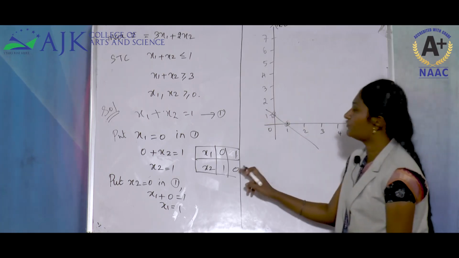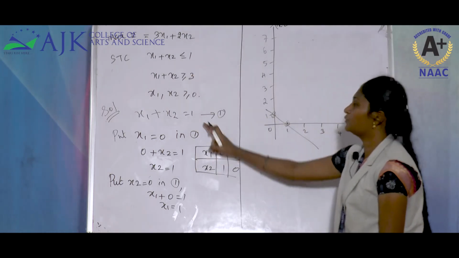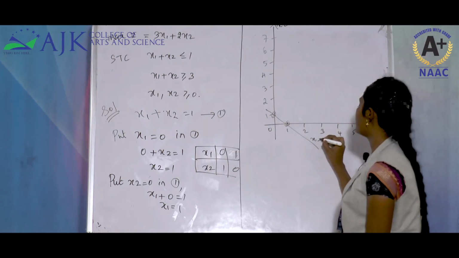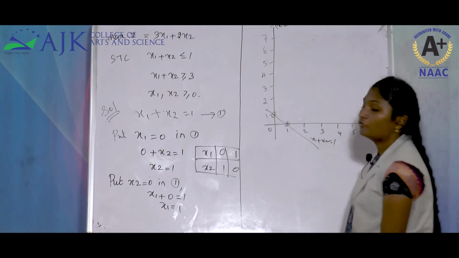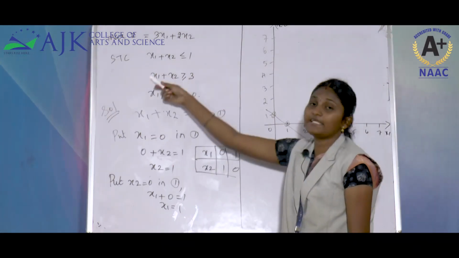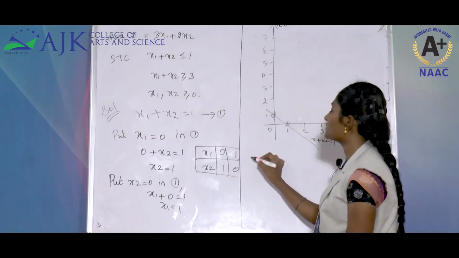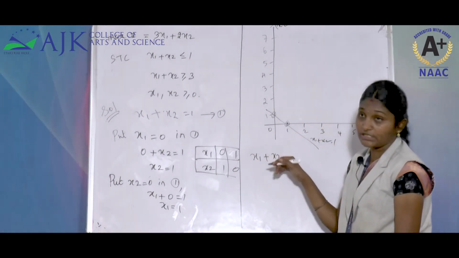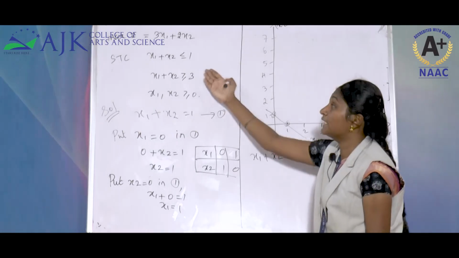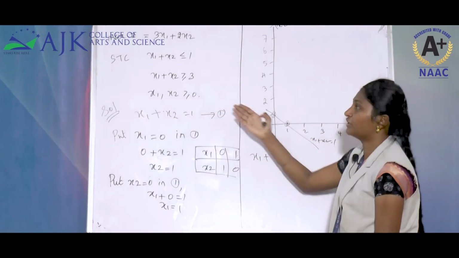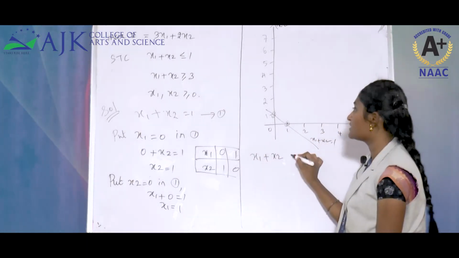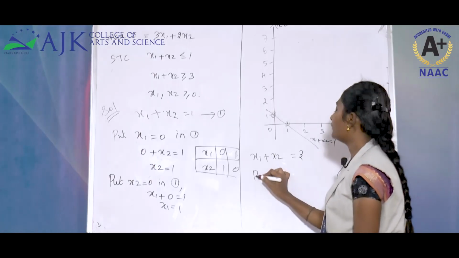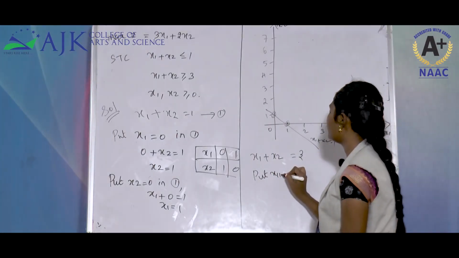So what is the equation for this line? x1 plus x2 is equal to 1. Next, consider the second inequality into equation. What is your second inequality? x1 plus x2 is greater than or equal to 3. This is your inequality. Consider this inequality into equation. It becomes x1 plus x2 is equal to 3. Put x1 is equal to 0.